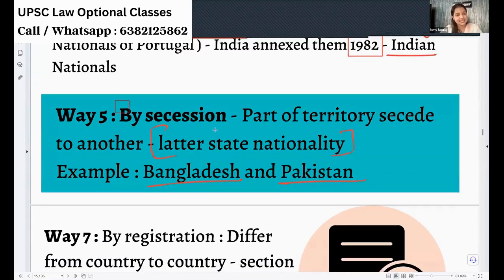And the next one is by secession. Okay, secession is like part of the territory will secede. It is like something like a small partition. Secede means creating a new country. Okay, best example is your East Pakistan and West Pakistan. India was surrounded by Pakistan. Okay, we had East Pakistan, West Pakistan. But what happened? One part of Pakistan emerged, seceded as Bangladesh. So a new country was created, and whoever were residing in that part of Pakistan became the nationals of the new state, later state, Bangladesh. Okay, so by secession is the next example.